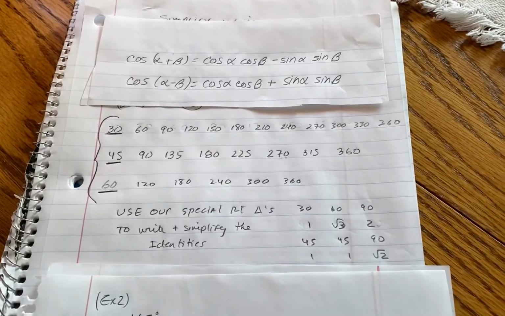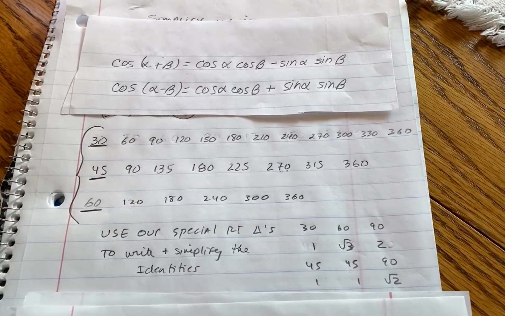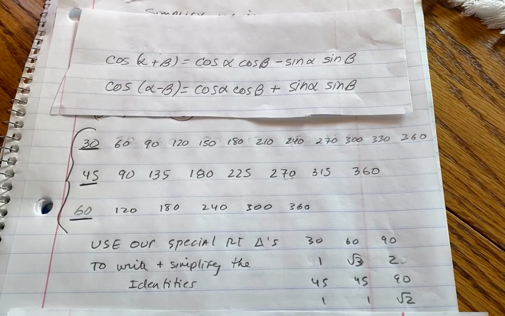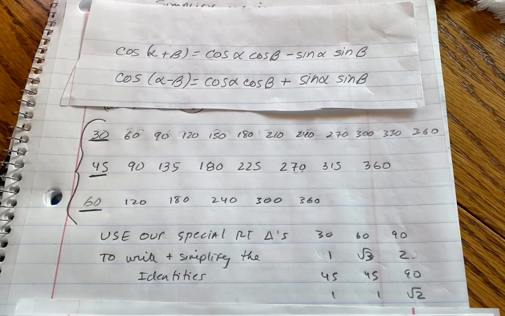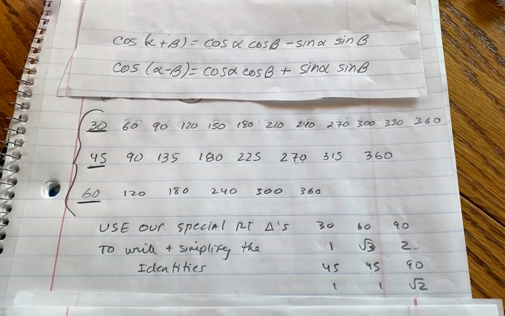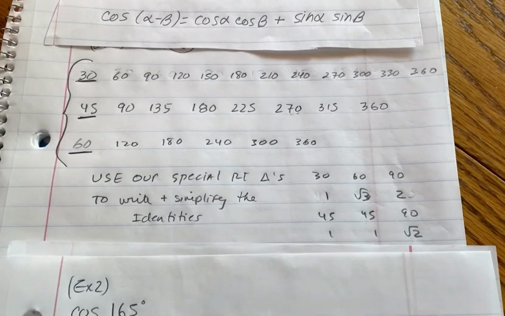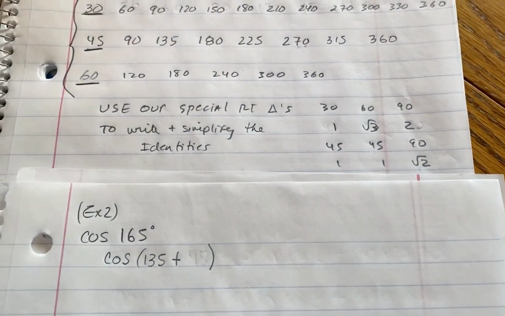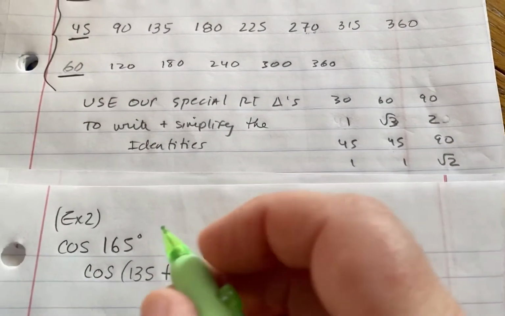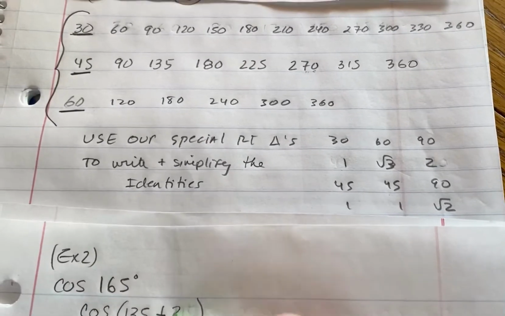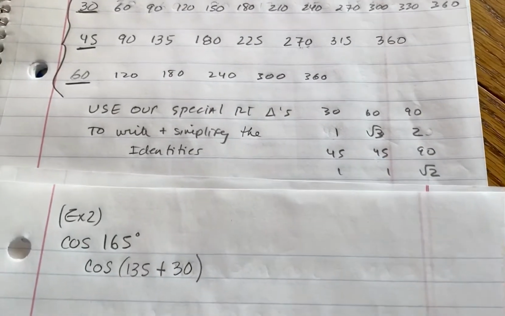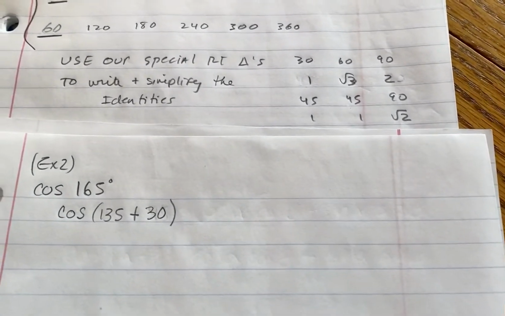Okay, for my second example, we're going to use a cosine, and I'd like to show you one with a sum. So we're going to do it the same way, alpha and beta representing the two angles that we're going to choose from the list. And I want to find the cosine of 165. Here you can see I started it. If we know cosine 135 plus 30, that'll get us a 165-degree angle.